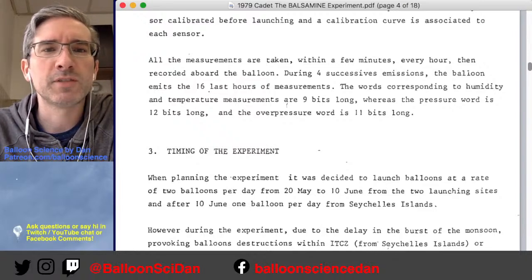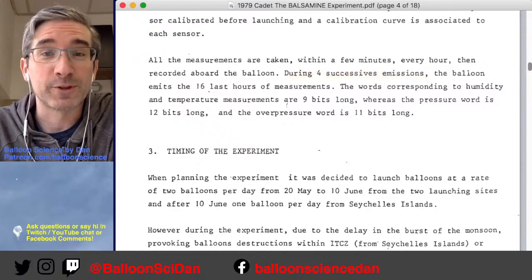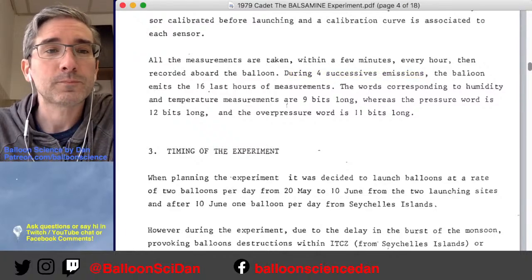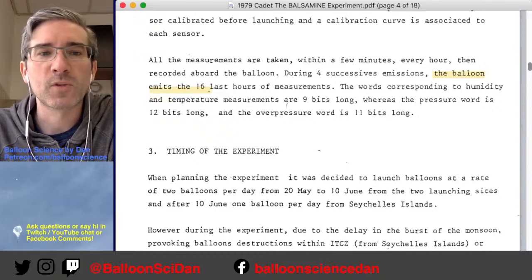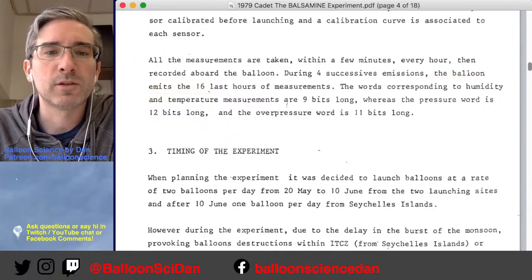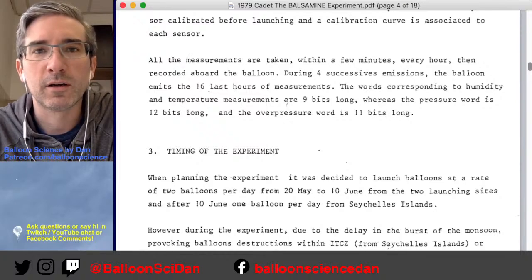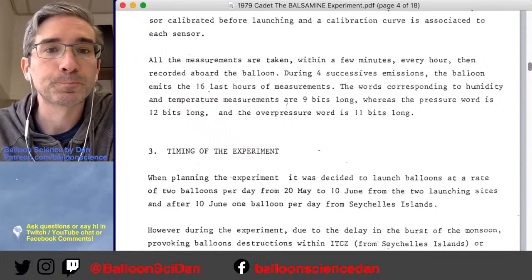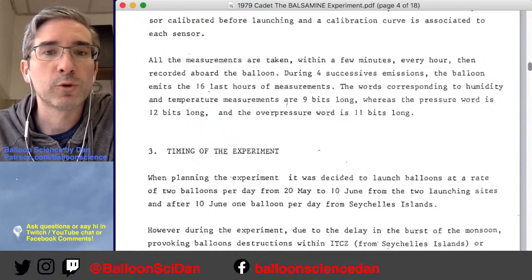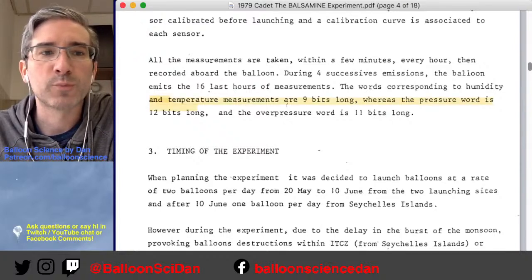During 4 successive emissions, was it transmissions? This was translated from French, by the way, back in the 70s. The balloon emits the last 16 hours of measurements. Yeah. So the satellite should be able to pick up all of the data recorded while the satellite was away. The words corresponding to humidity and temperature measurement are 9 bits long, whereas the pressure word is 12 bits long and the overpressure word is 11 bits long.